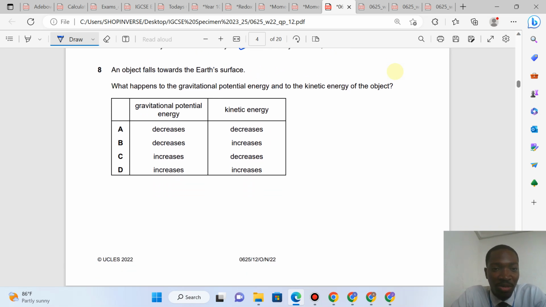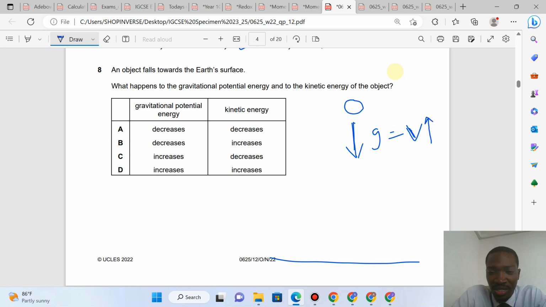Question 8. An object falls towards the Earth's surface. What happens to the gravitational potential energy and to the kinetic energy of the object? In this case, the gravitational potential energy decreases, then kinetic energy decreases. No, kinetic energy is not decreasing. Why? Because if an object is falling towards the surface of the Earth, acceleration due to gravity causes the velocity of the object to keep increasing. So the velocity keeps increasing.